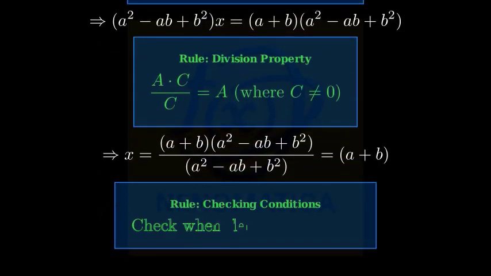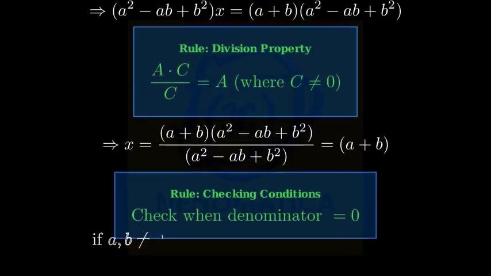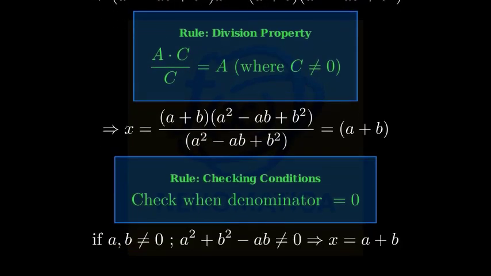Let's examine the condition we mentioned. We need to check when a squared minus ab plus b squared equals 0. If a and b are not 0, then a squared minus ab plus b squared can be written as a squared plus b squared minus ab. This expression can be shown to be 0 only when a equals b equals 0, which contradicts our assumption that a and b are not 0.